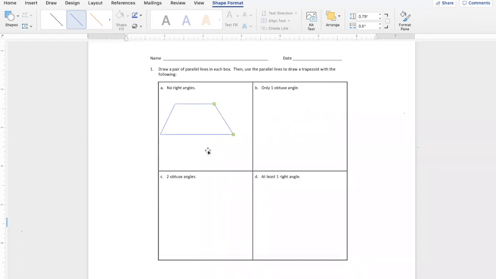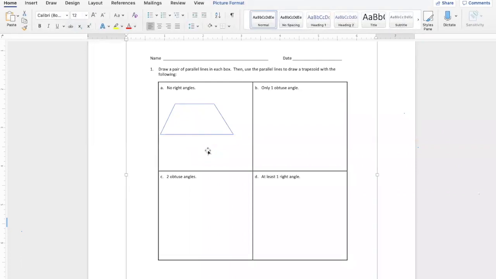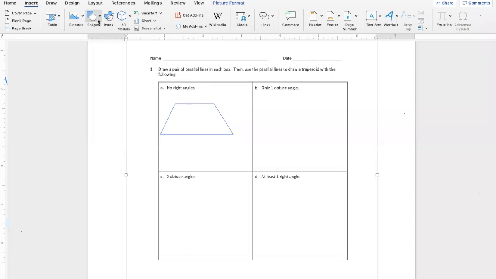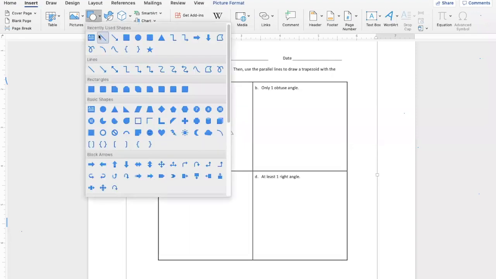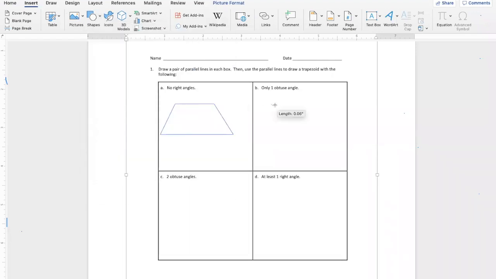But you can see that I just drew on here a parallel, there are 2 parallel sides right here and right here to create a trapezoid that has no right angles. So you're going to see that there are no L-shaped angles here, exactly 90 degrees. Moving on to this one over here. I'm going to go ahead again and insert 2 parallel lines. Let me insert another one.